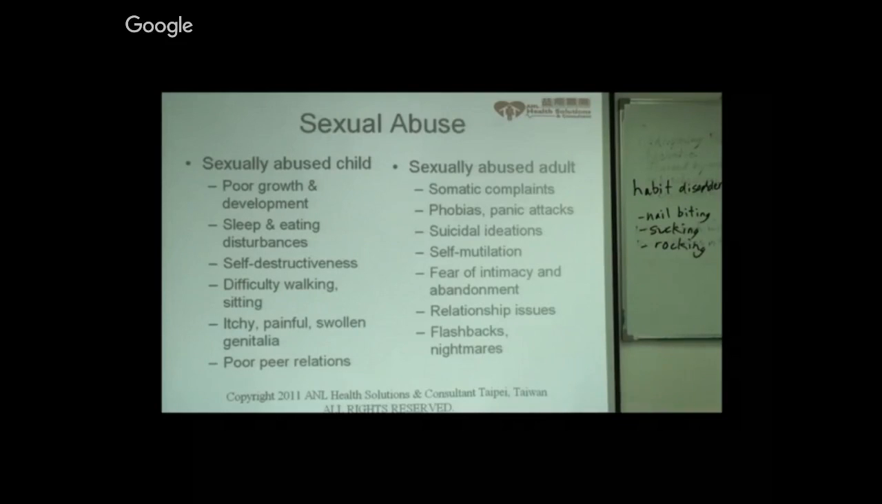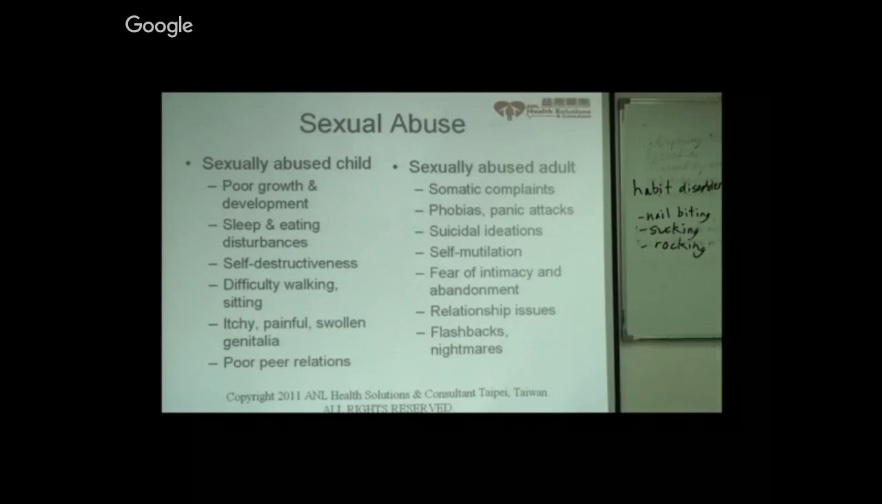So here you can see sexual abuse in a child on the left and a sexually abused adult on the right. So what are the signs and symptoms? For the child: poor growth and development, sleep and eating disturbances, self-destructiveness. What do you mean by self-destructiveness? The child always hurts himself. Difficulty walking, sitting, itchy, painful, swollen genitalia, or trouble with friends in school.